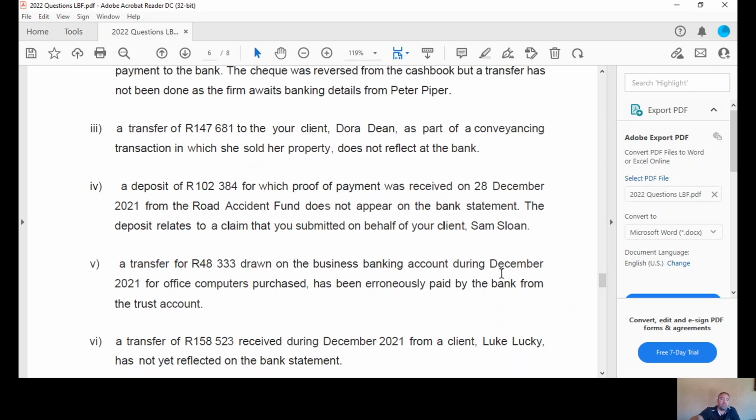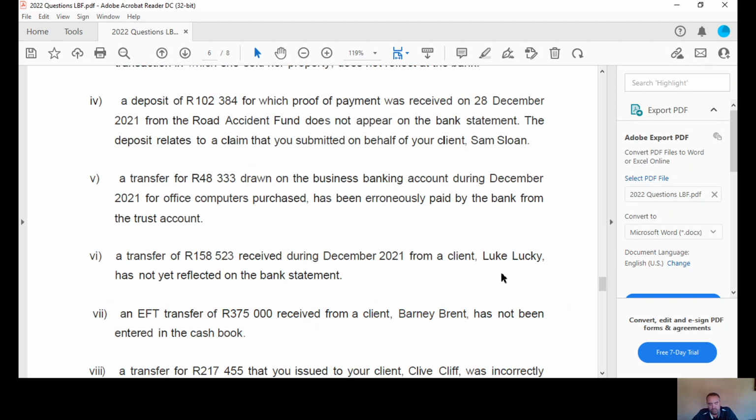Moving on to 4, a deposit of 102,000 and some cents, for which proof of payment was received on the 28th of December from the Road Accident Fund, does not appear on the bank statement. The deposit relates to a claim that you submitted on behalf of your client, Sam Sloan. So, again, it's a bit of a doubt. What can we do? Is it legit?